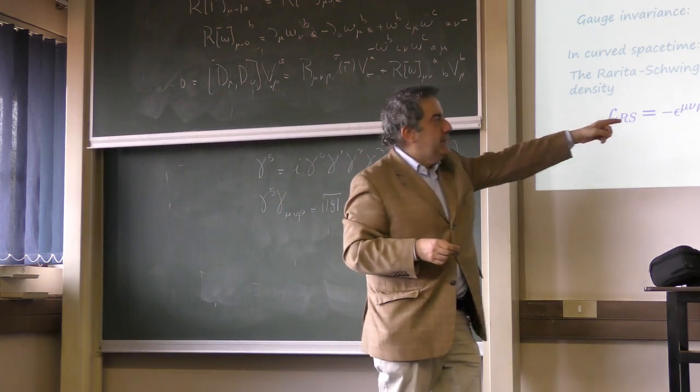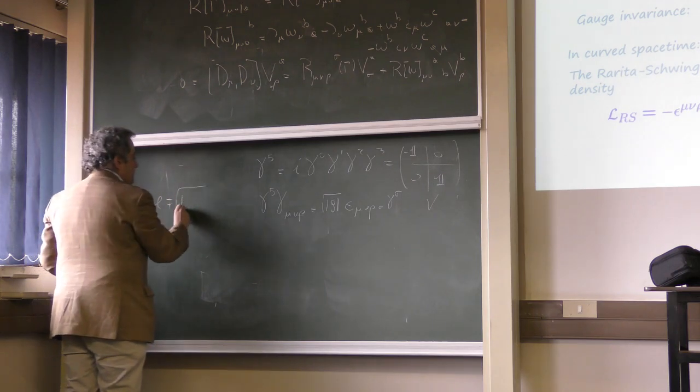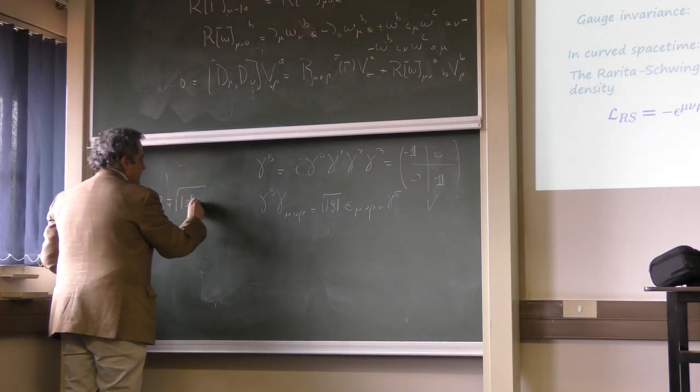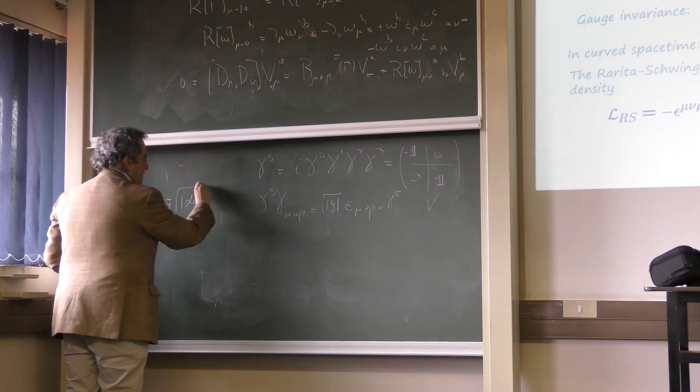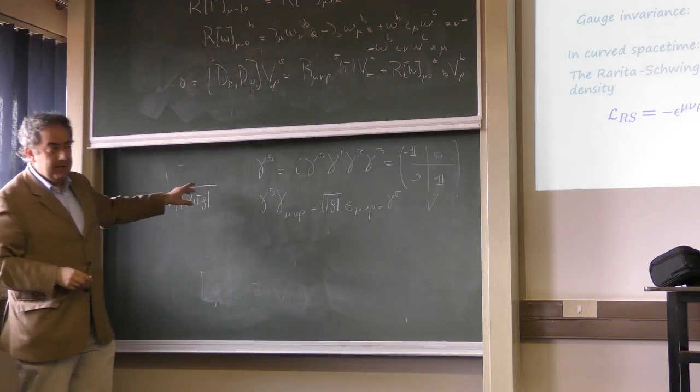I use e here, but what is e for me? e is the square root of the absolute value of the determinant of the metric. This is my definition of e.